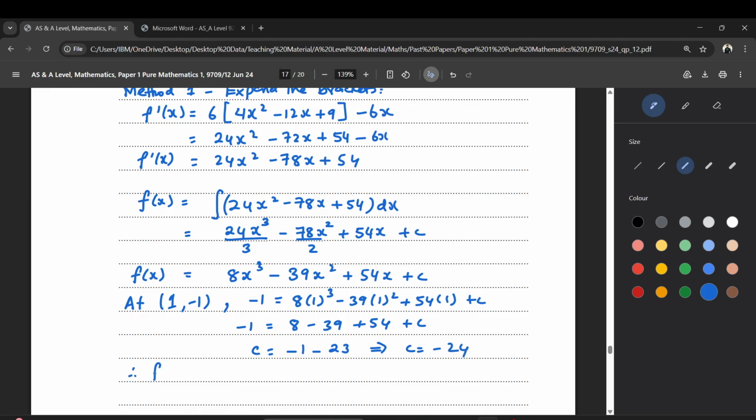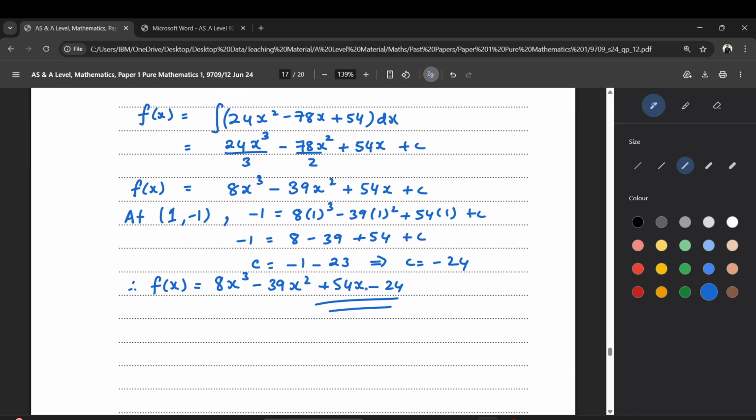Hence your f of x will be 8x cubed minus 39x squared plus 54x minus 24. This is going to be your final answer. This is method 1, where we have expanded our bracket, and what do we get? We get a cubic function, a cubic equation. Method 2 is where we can use the chain rule.